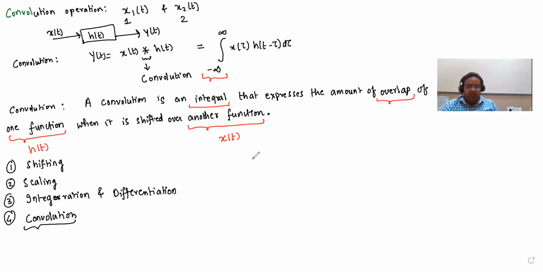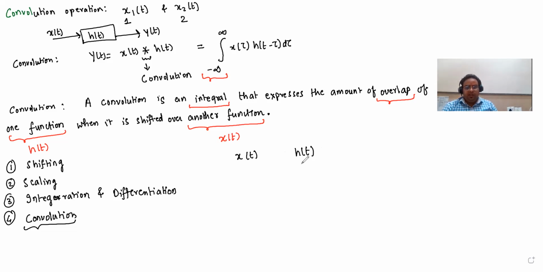So essentially what happens is that we have 2 signals, x of t and h of t. We basically shift one signal over the other signal.